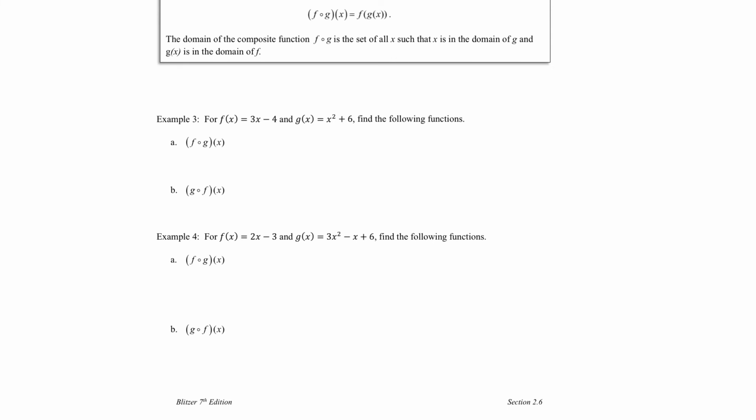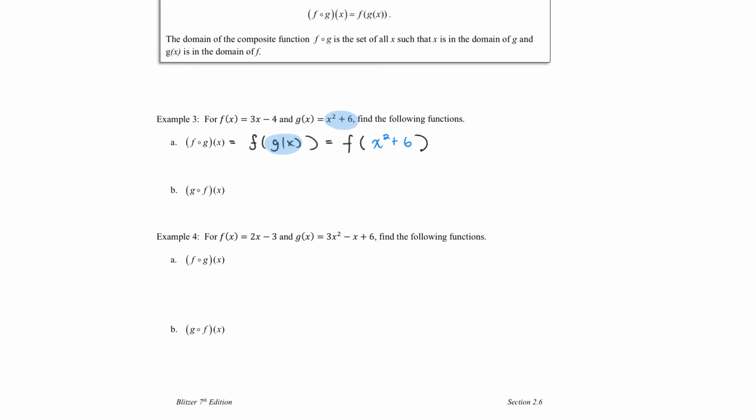For f of x equal to 3x minus 4 and g of x equal to x squared plus 6, let's find the following functions. f of g of x. Now, I go through a very specific set of steps as I'm finding these compositions, and I would suggest you do the same because it really helps you keep on track. So I'm going to rewrite this as f of g of x, and then I'm going to rewrite it again as f of, well, what is g of x? g of x is x squared plus 6. So f of x squared plus 6.